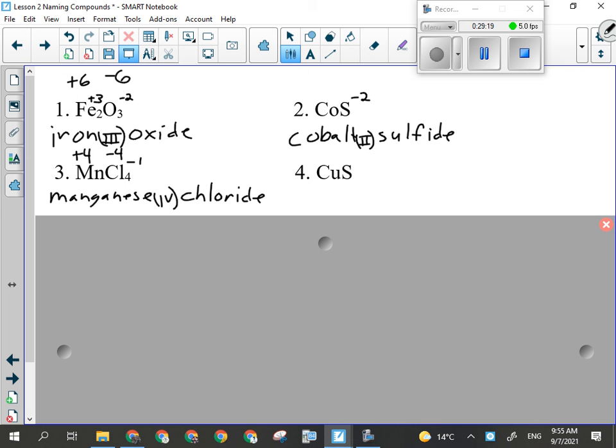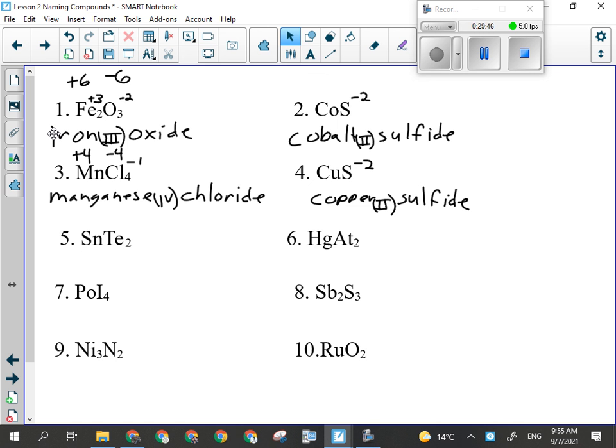And then on number 4, we've got copper, which can be a 1 or a 2, with sulfur. Charge on sulfur is always -2, so the charge on copper is going to be +2, copper 2 sulfide. Making sense? Okay. I mean, it's a little bit of math. It's not hard math. It's dividing. It's easy. All right. I want you guys to try the rest of those. They all need Roman numerals. Okay? That's what we'll finish with today.